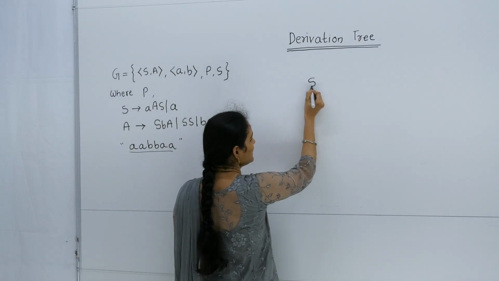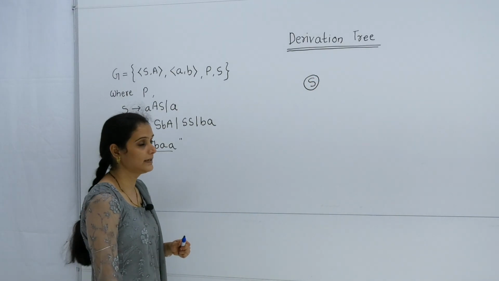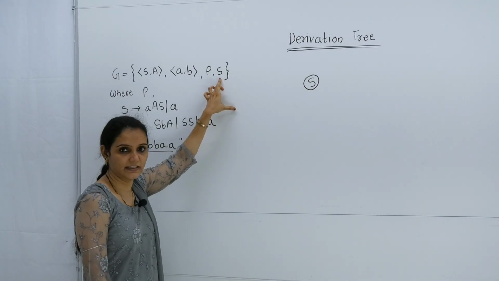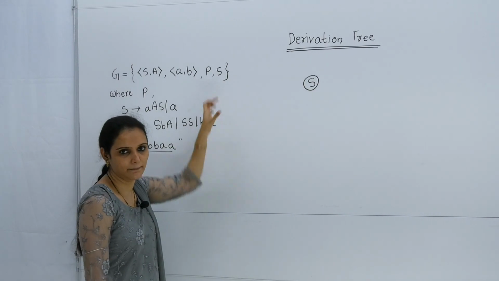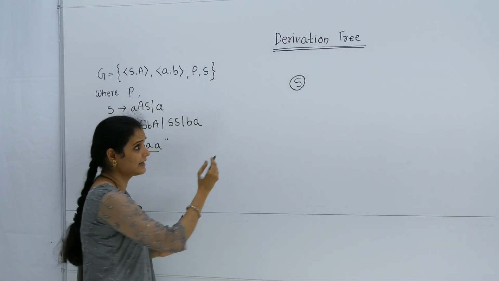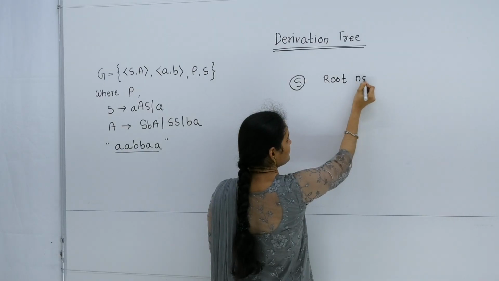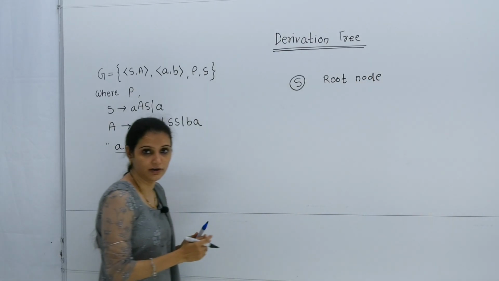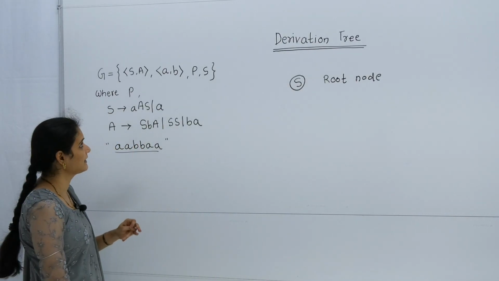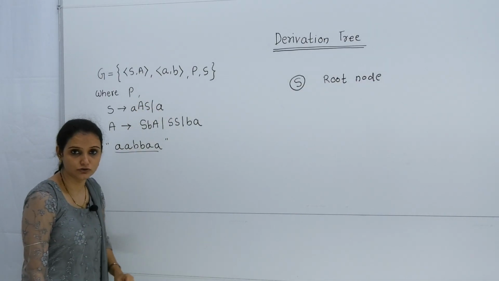Starting from the start symbol, that is our root node. Remember students, the starting symbol S is always the root node in the derivation tree, which is called a parse tree. So here S is the starting symbol, and I can write it as the root node. After the starting symbol, whatever vertices come next are nothing but V, the non-terminals.